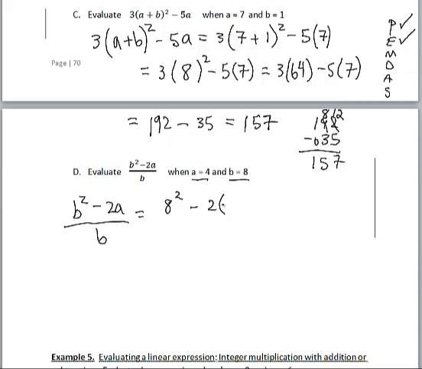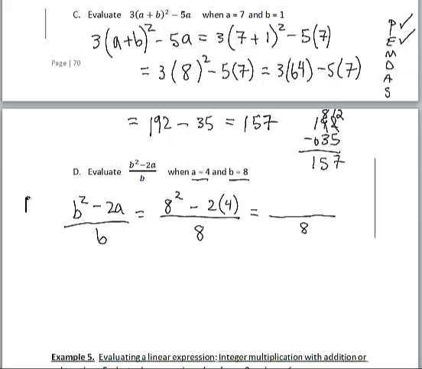2a, I'll use parentheses around the 4 when I replace the a. Again, I don't want to confuse that with 24, so I definitely want to put in some sort of symbol for some parentheses. And then on the bottom I have b, and I replace that with an 8. And the structure of this expression, we see that we have a large fraction bar separating the 8 from all of the operations on top, and so we'll leave the 8 alone for now and carry out all the operations on top.